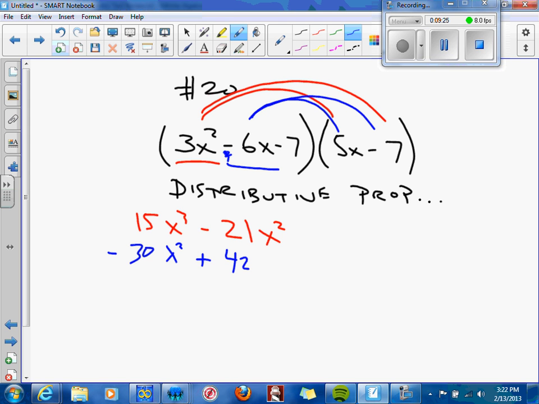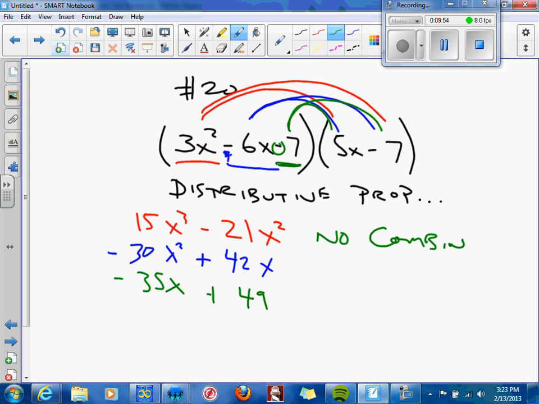Since there's no other x's over here, I'm just going to leave that first x from the 6x. Last but not least, with the distributing, we're going to distribute this negative 7. So I'm multiplying that now. Negative 7 times positive 5x is negative 35x. And negative 7 times negative 7 is positive 49. Now, combine like terms.